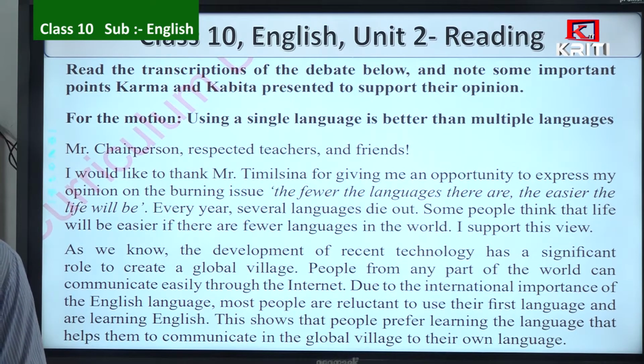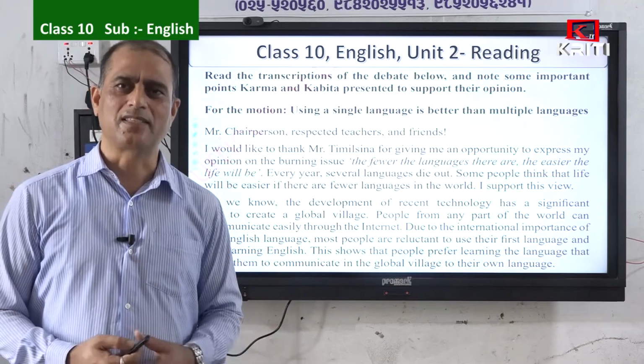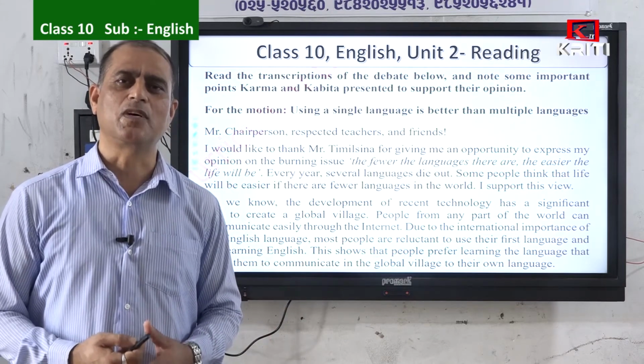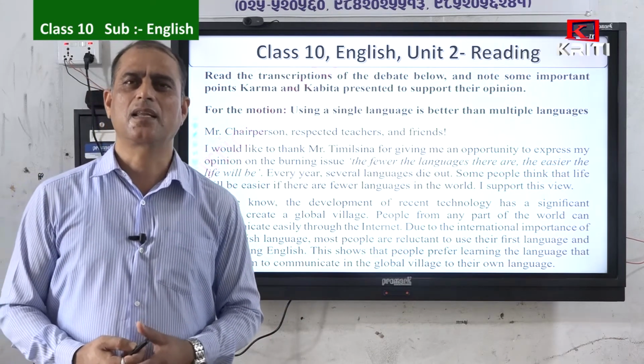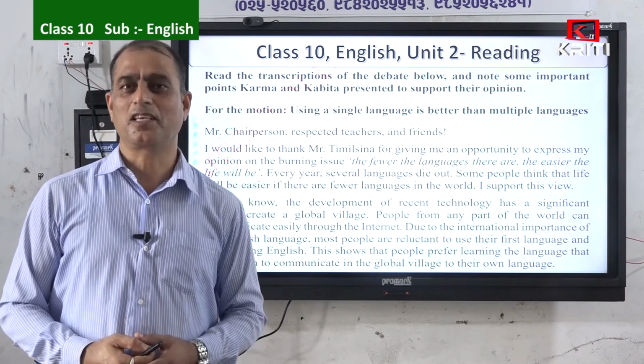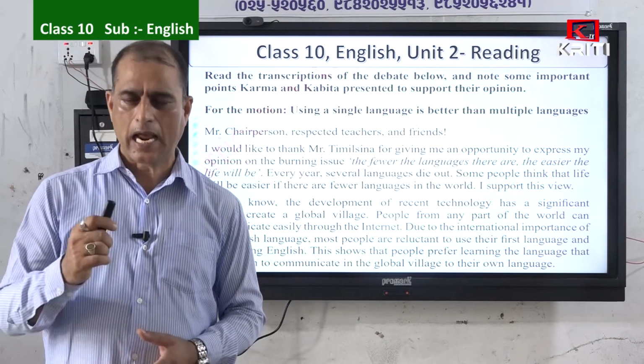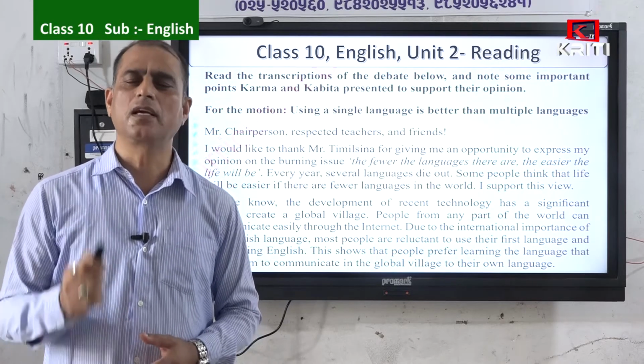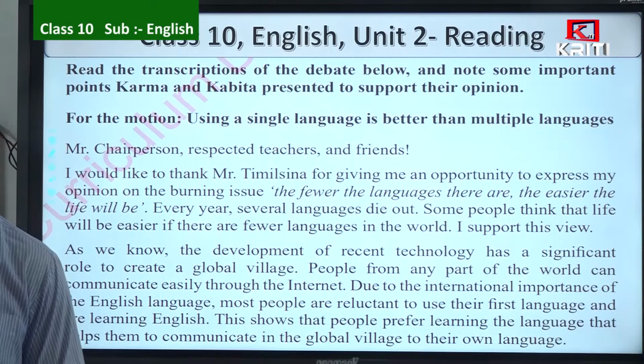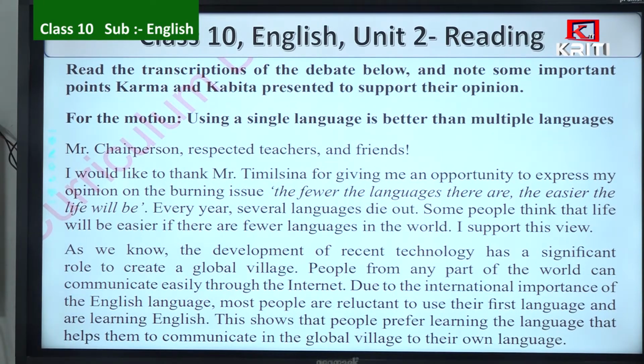But if there is only one language in the world, then it makes it easier for people to communicate. They can communicate wherever they go, whatever type of people they meet, if there is a single language. And Karma is speaking for the motion. He is speaking from the side of using a single language.